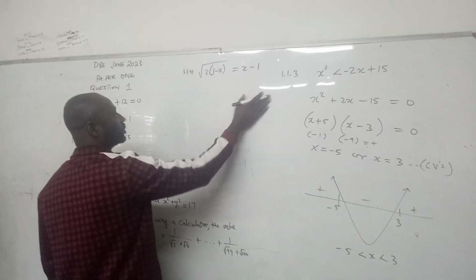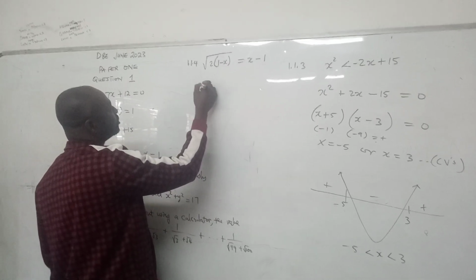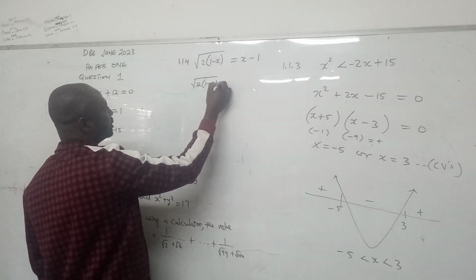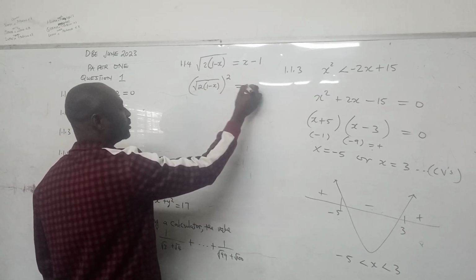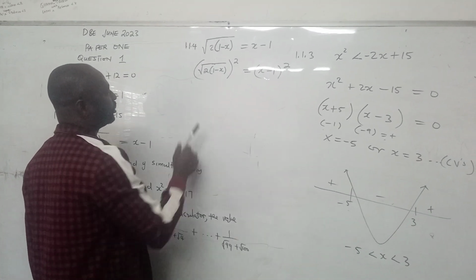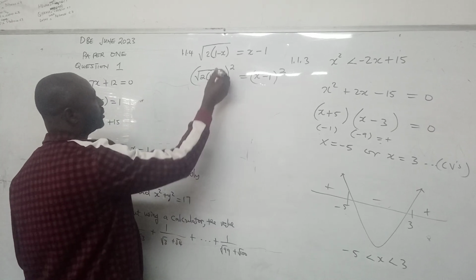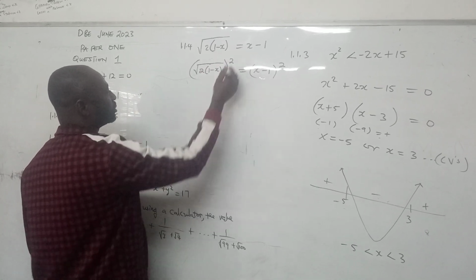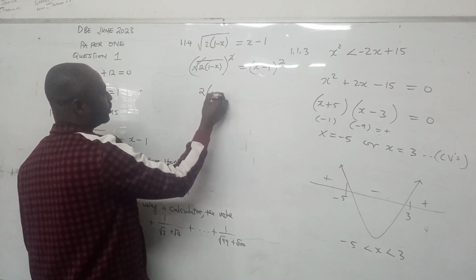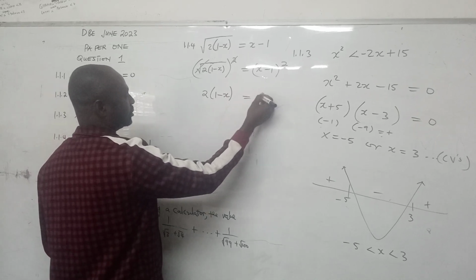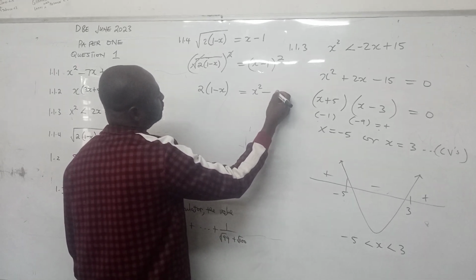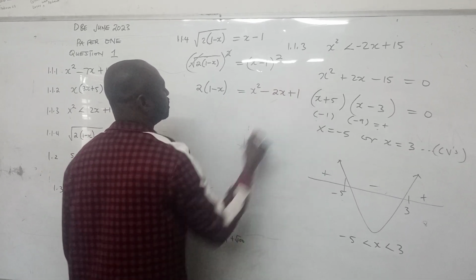When you are doing this, you need to square both sides of the equation. So when you square both sides, this will give you the square root of 2 into bracket 1 minus x, put in a bracket and squared. Then you say x minus 1 all squared as well. Now, all of these are in the same bracket, so the square root will cancel that square there. So you'll be left with 2 into bracket 1 minus x equals x squared minus 2x plus 1, like that.